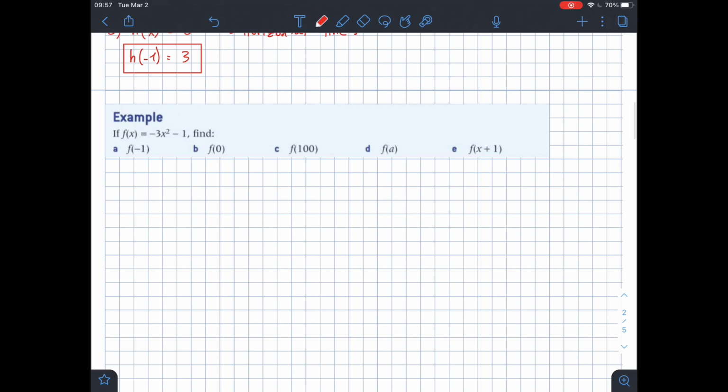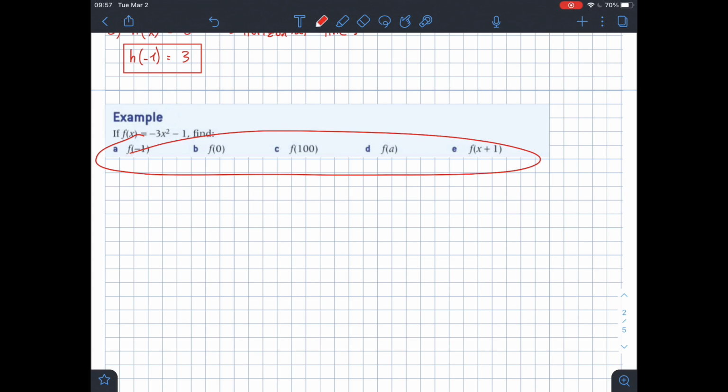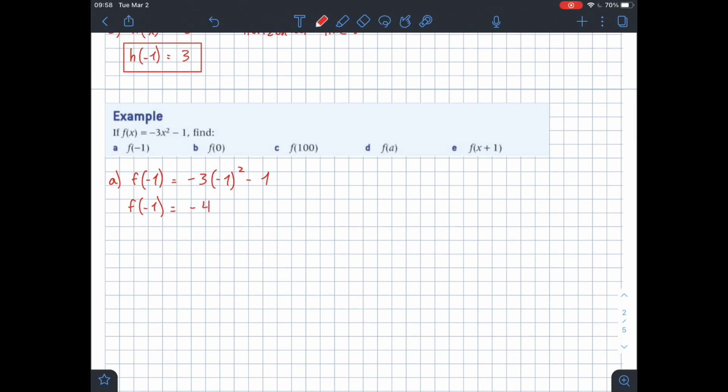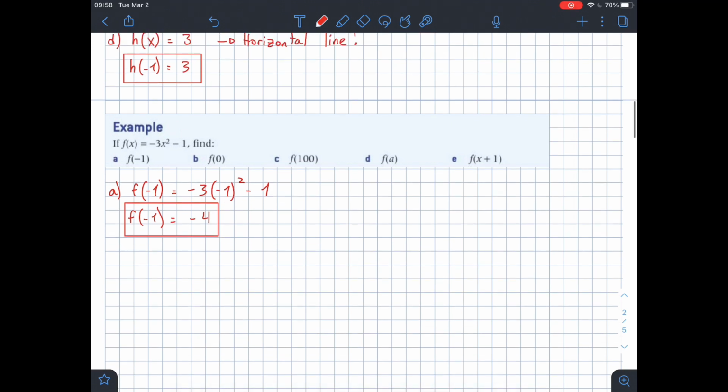It says, if f of x is equal to negative 3x squared minus 1, find, and we have different things. We're going to start with a, f of negative 1. So if we want to find this, it's directly plugging in the value of x. Negative 3 times negative 1 squared minus 1. And we solve this. So we're going to get that this is 1, negative 3, negative 4. So f of negative 1 is equal to negative 4. These are easy problems, just for you to understand functional notation.